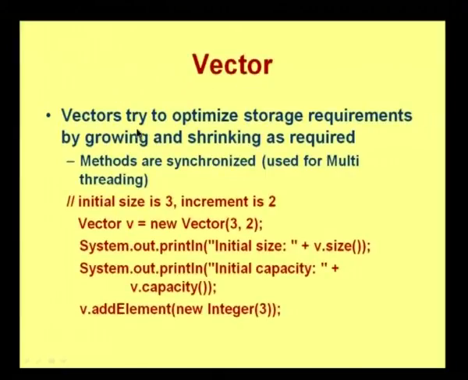Vector tries to optimize storage requirements by growing and shrinking as required. The methods are synchronized. In case of multi-threading, if two or three persons are trying to access this particular vector, the synchronization process will be available by default in your vector. You can see here a vector V is created with an initial size of 3 and an increment of 2.